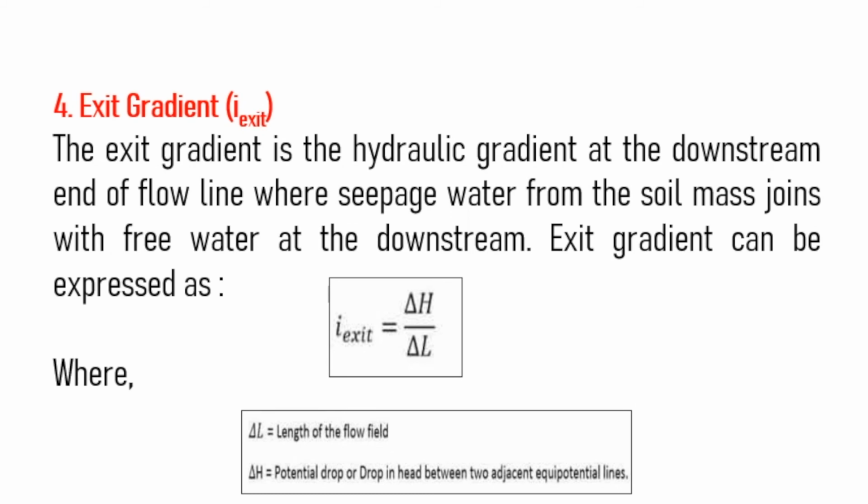Lastly, we have the exit gradient. What is actually the exit gradient? It is the hydraulic gradient at the downstream end of the flow line where seepage water from the soil mass joins the free water at the downstream end. So whatever water is seeping from the soil mass basically joins with the free water which is flowing on the downstream side. So exit gradient is nothing but ΔH by ΔL. ΔH is the potential head drop between equipotential lines, and ΔL is the length of the flow field. So this is again an important formula.